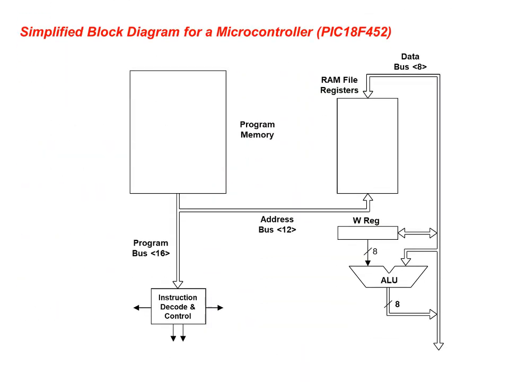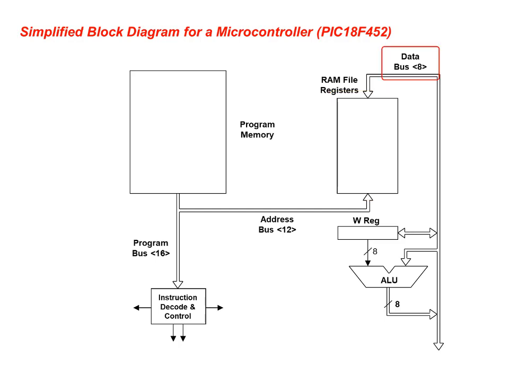A microprocessor basically consists of a program memory, a control unit, registers for temporary data storage, and an arithmetic logic unit. The group of file registers is called the data memory.